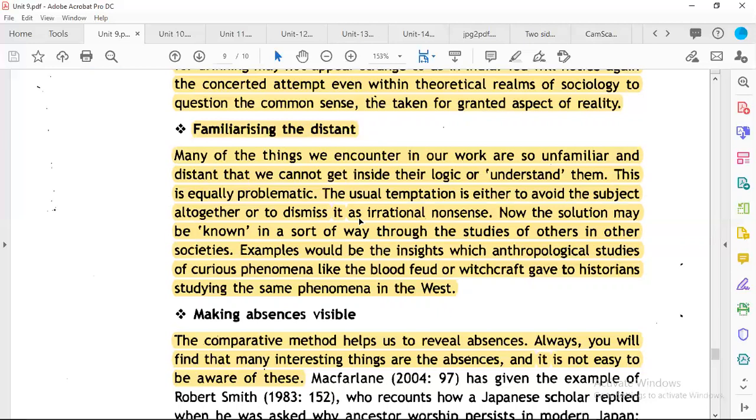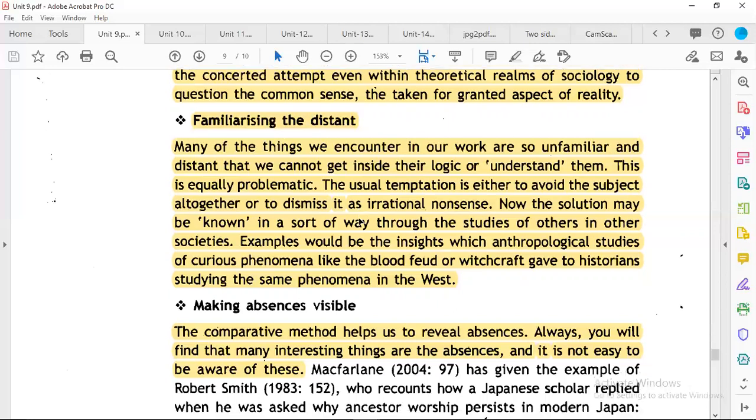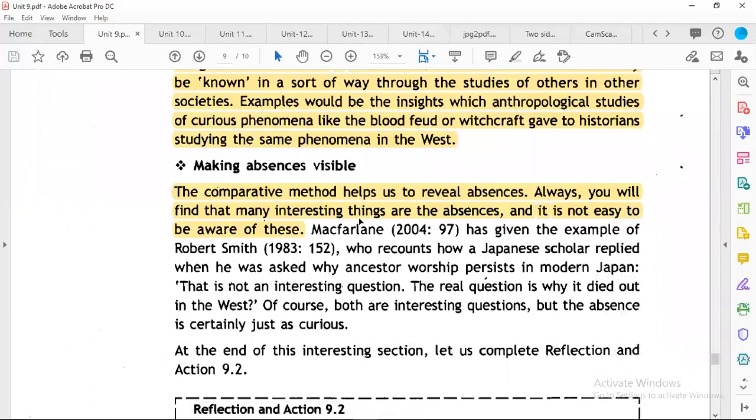So here they use the examples of witchcraft or blood feud, and I already used the example of the food habit of China. What is unfamiliar for us, we clearly tag as irrational and nonsense. But is it so? No. Only by comparing, we get to know the reasons, the history, the territorial reasons, the cultural reasons of that specific thing, and that which was distant for us became familiar for us, and we see that it is not unnatural or abnormal. The third is making absence visible.